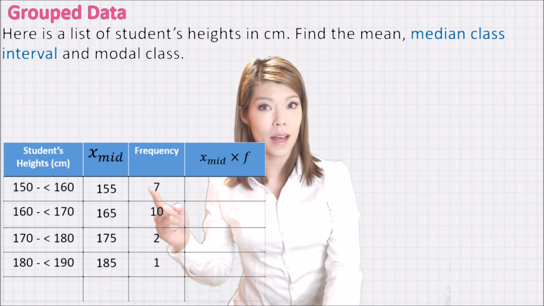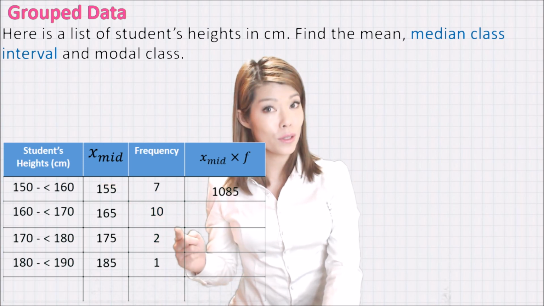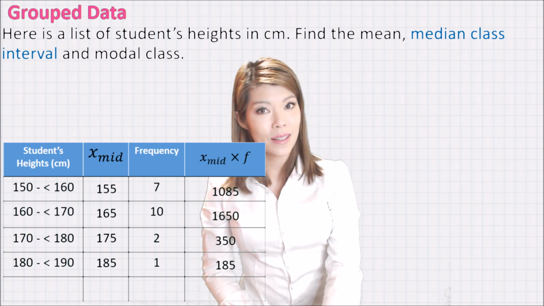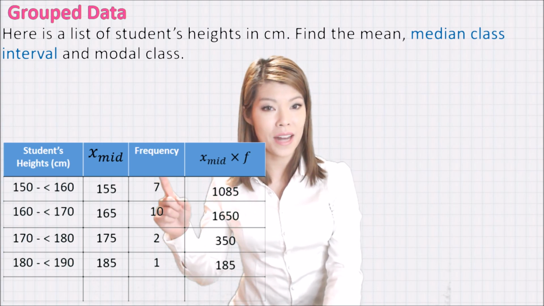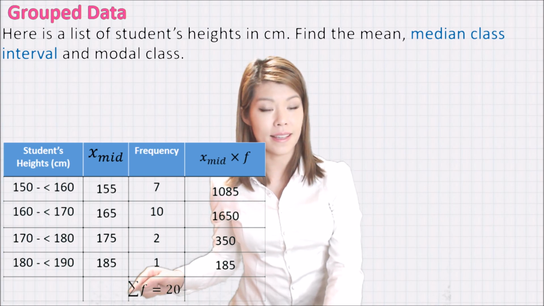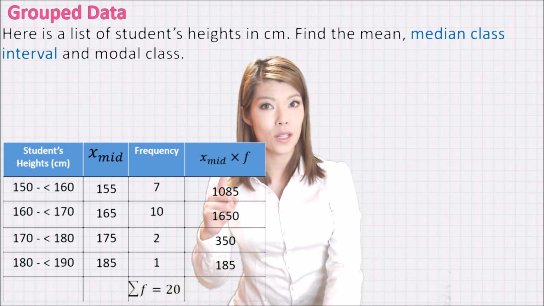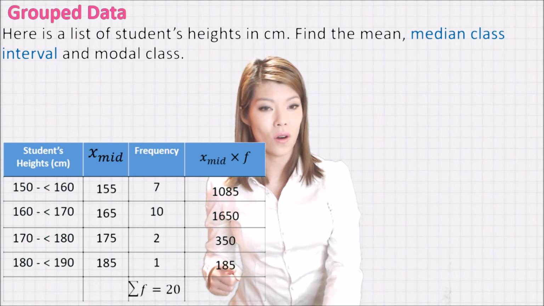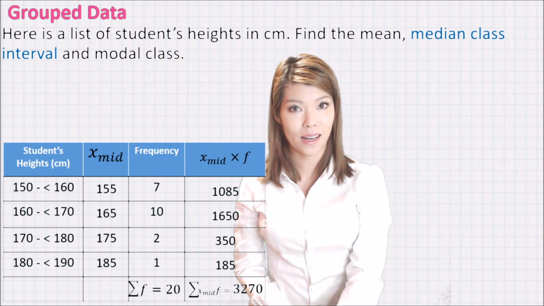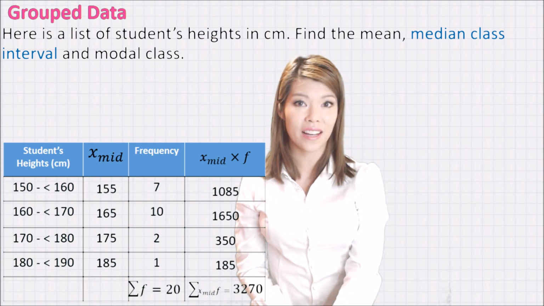So now we can multiply these together, and you might want to use a calculator for these. Next, we do what we did with the other example. We find how many numbers there are by adding the frequency. Remember, sum of has that zigzag symbol. And then the total, which is adding all these values in this column here. 3,270 is our total. You might want to try it and check the answers.